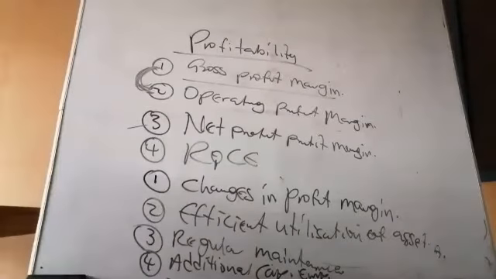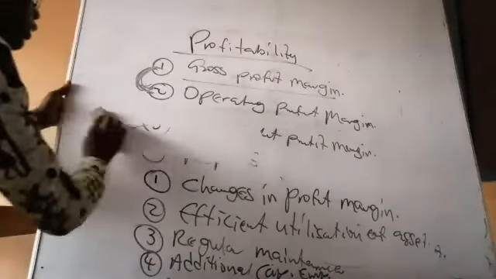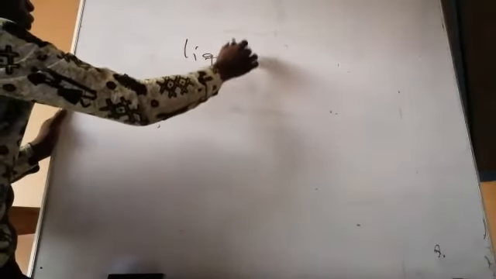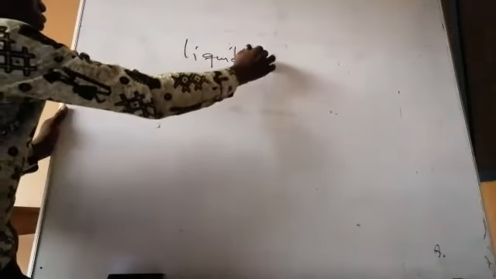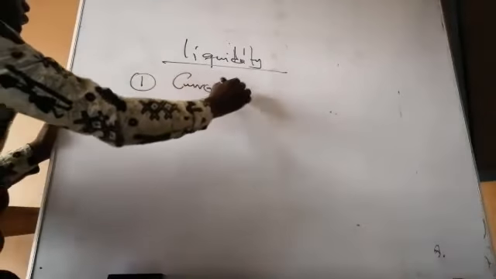Okay. Now let's continue. So the next ratio is liquidity. So let's go to liquidity. Liquidity ratio. We are done with profitability. Let's go to liquidity. Number one on the list: current ratio.